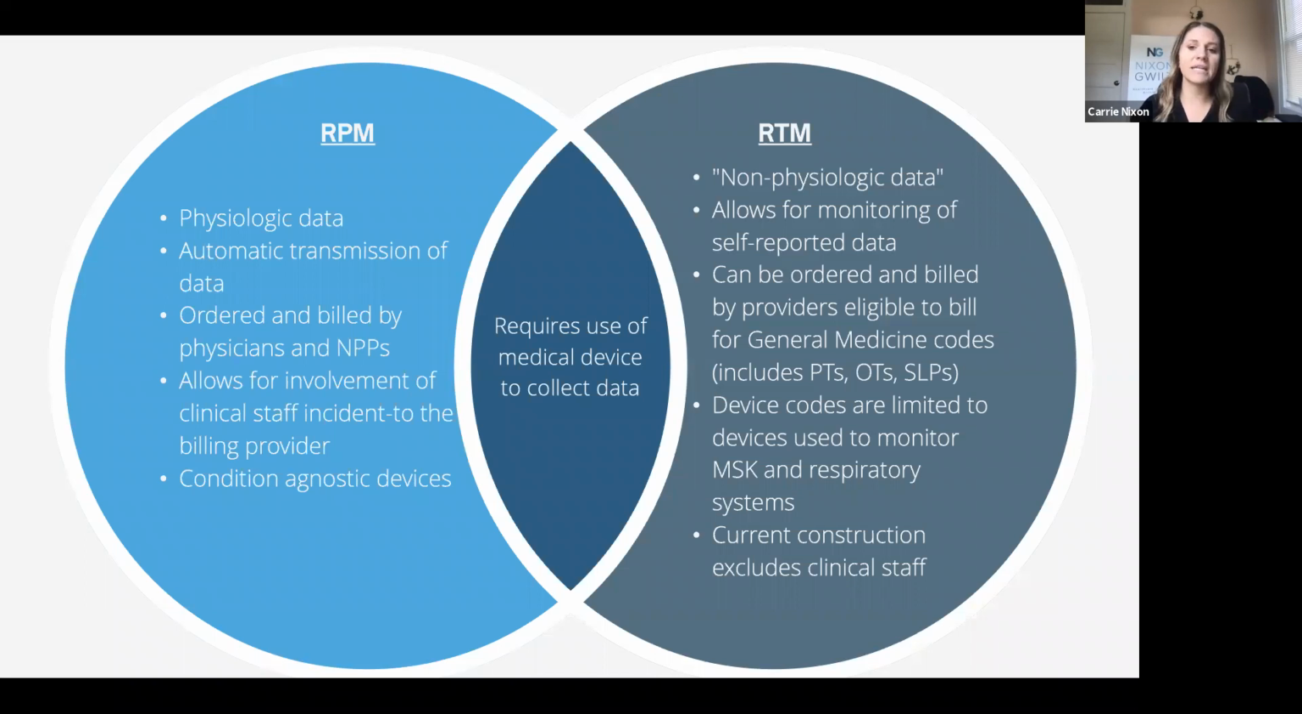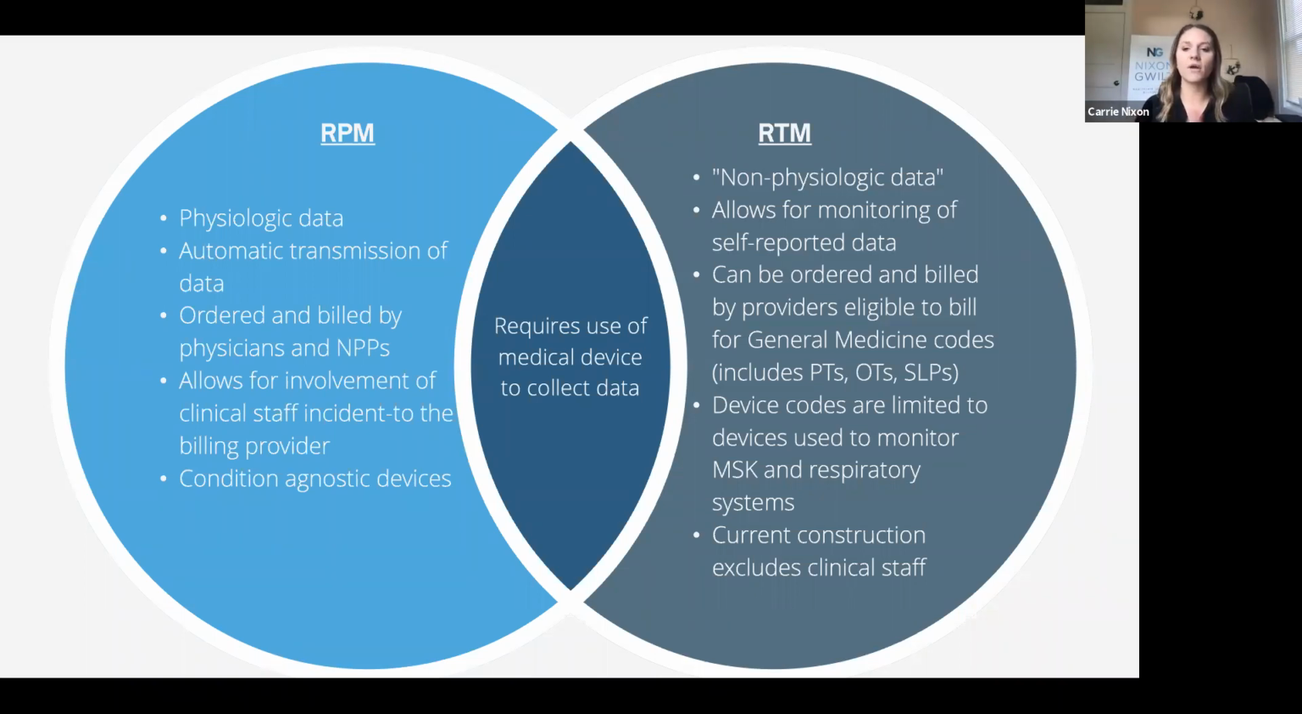There is no definition in the proposed rule of musculoskeletal or respiratory systems. However, there's lots of general clinical information out there that gives us an indication what that means. So MSK, if you don't know, typically relates to the bones, the joints, and the muscles. And then respiratory system, of course, relates to the lungs and everything else that it takes to breathe.